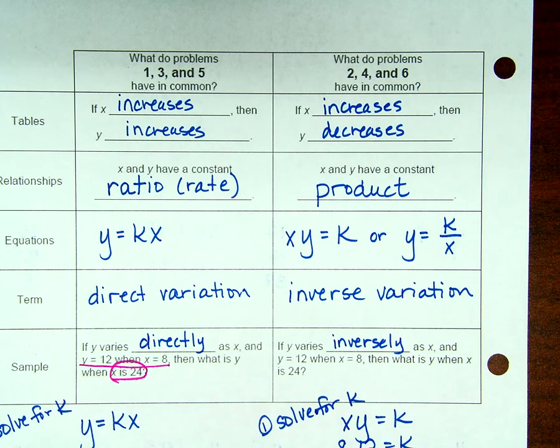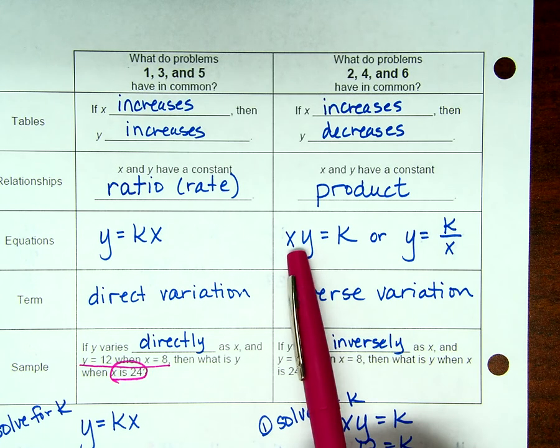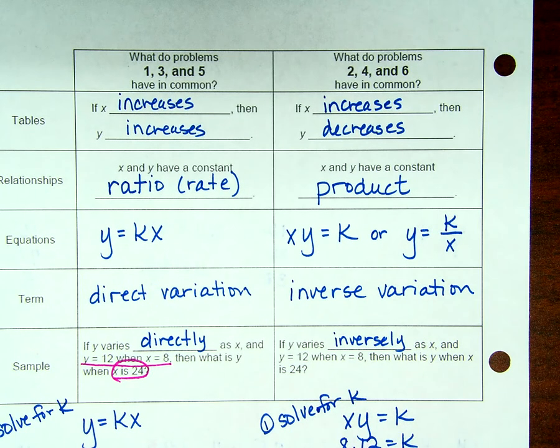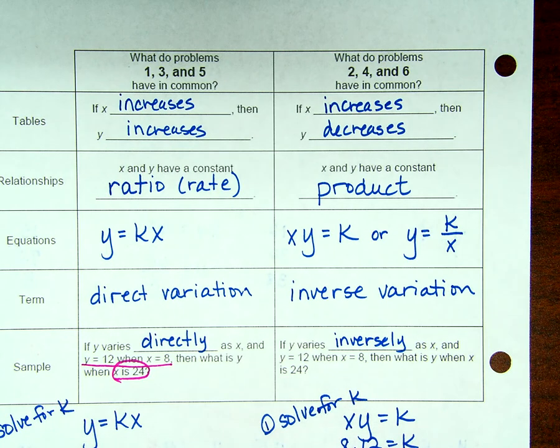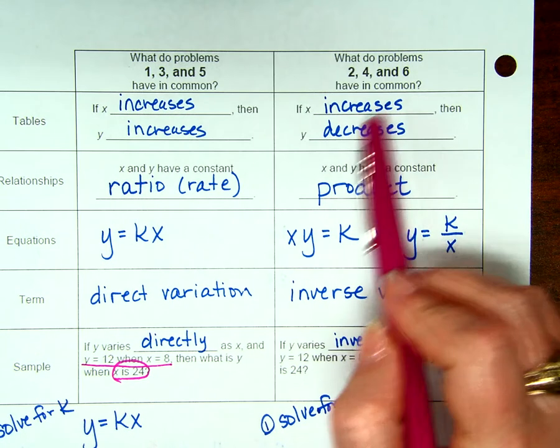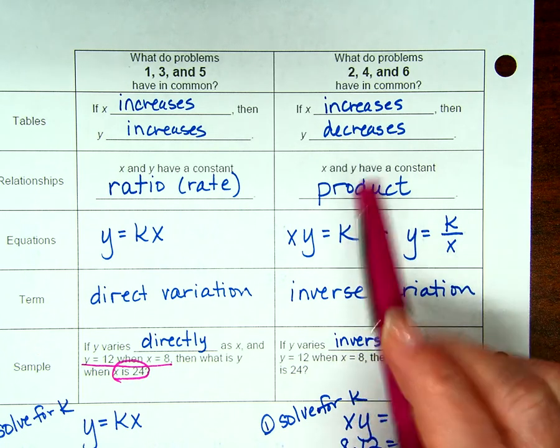Okay, can I try to trick you real fast? If I multiply two numbers together and get k, is that always inverse variation? Yes. If I have a common ratio, is that always direct variation? If my table has an increasing x and an increasing y, is that always direct variation? No. If my x increases and my y decreases, is that always inverse variation?